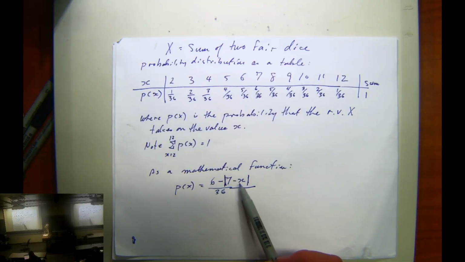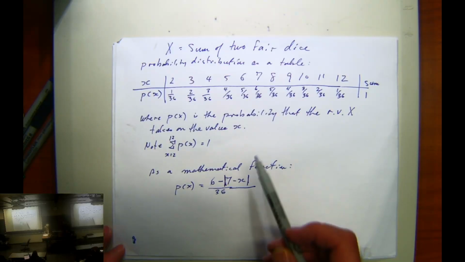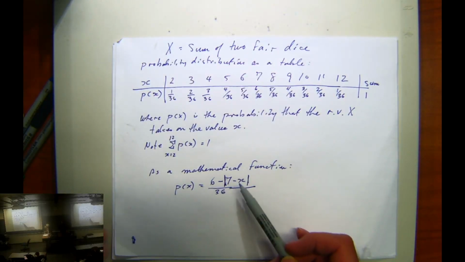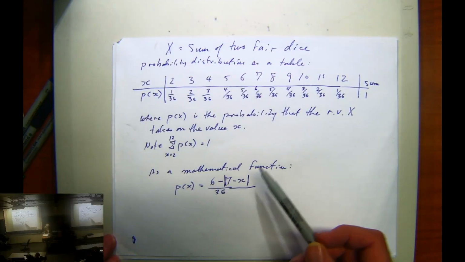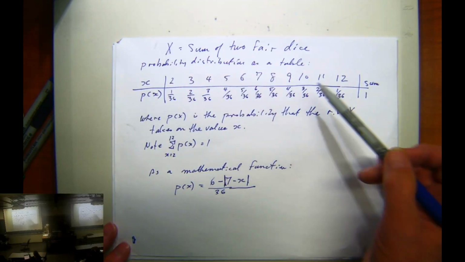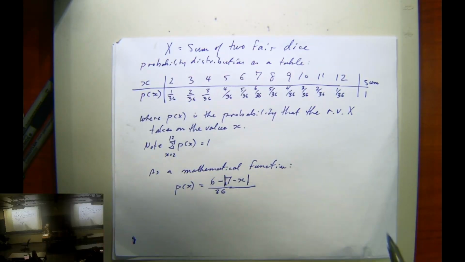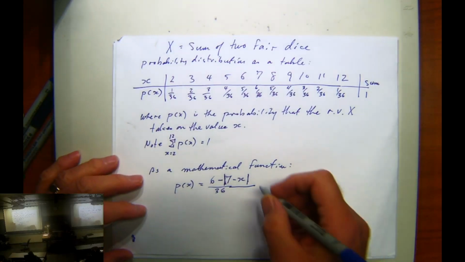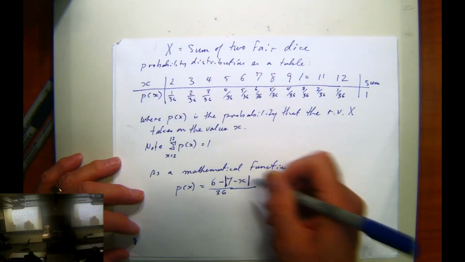X minus 8 would be negative 1, but then I take its absolute value, so I'd be subtracting 1. But for 6, 7 minus 6 is 1. Again, I'd be subtracting 1. And if x is equal to, well, let's just take 10 for example. X minus 10 is minus 3. Take its absolute value, it's 3. 6 minus 3 gives us 3. And we've got the probability for x equals 10. And similarly, it works at the other end. So this will work. And it's not the only way to write it, but it works.